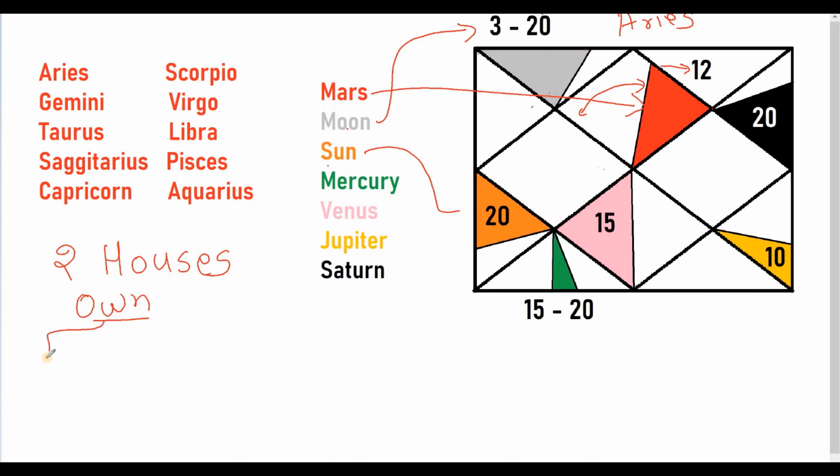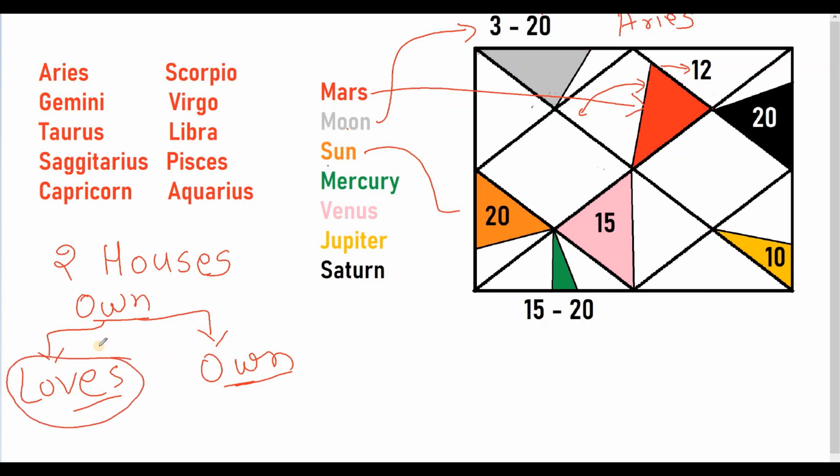guy, but he just loves the Mool Trikon house more than the other sign or the other area which is only called own sign. Basically they say, okay, there are two houses, but he is more comfortable in one of the houses, and hence that is the Mool Trikon house.